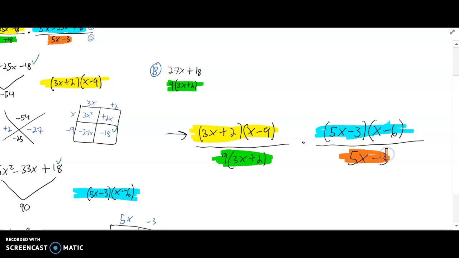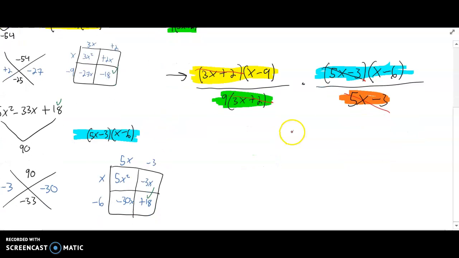Okay, great. Now we're ready to cancel. So the 5x minus 3 cancel. And the 3x plus 2's will cancel. And that is it for this one. So we have x minus 9 times x minus 6 over just the lone 9 down here.